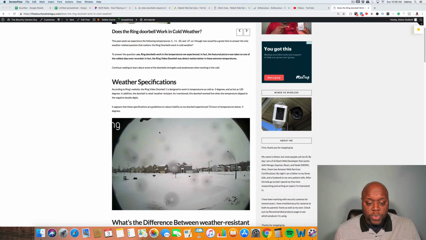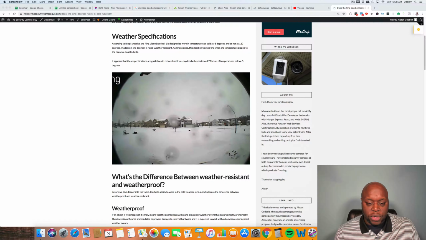And this picture that you see down here is my Ring doorbell on Thursday, which was the coldest day of this past week. These were record or near record low cold temperatures. These temperatures hadn't been seen in like 20 or 30 years. It was a huge deal. And this is actually my Ring doorbell working in this cold weather. This picture is a motion event that occurred. So a car drove by and it picked it up.